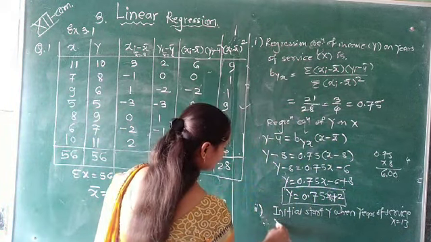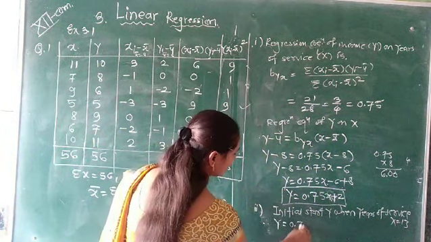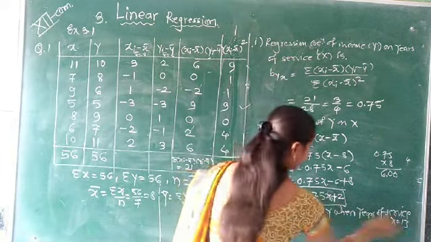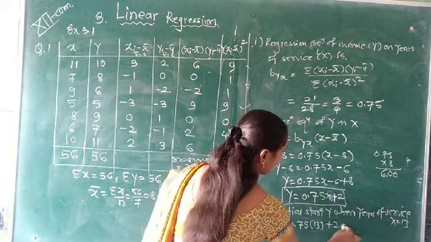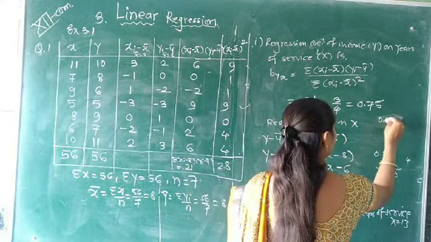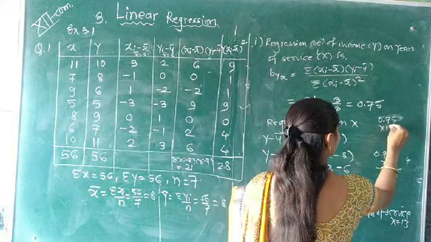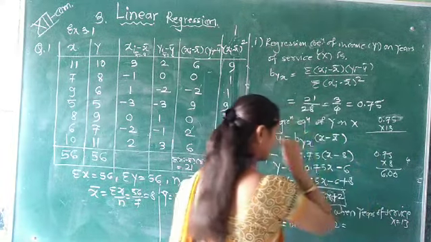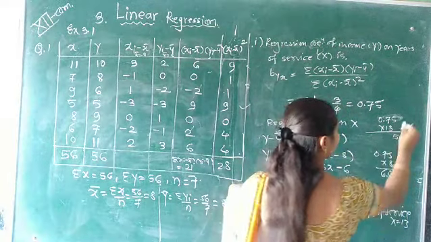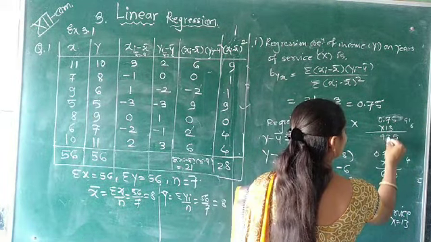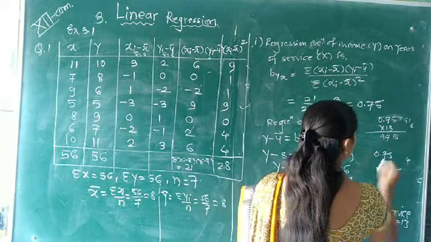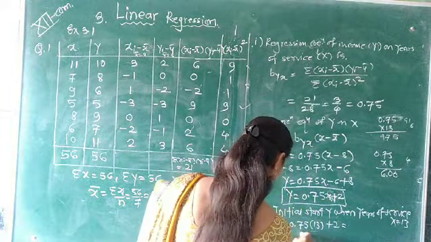So find, therefore y is equal to 0.75 into 13. Use x is equal to 13, and the plus 2 as it is. 0.75 into 13. Take the product: 13 5s are 65, carry 1. 13 7s are 91. 91 plus 6 is 97. And the 2, hence it is 9.75.